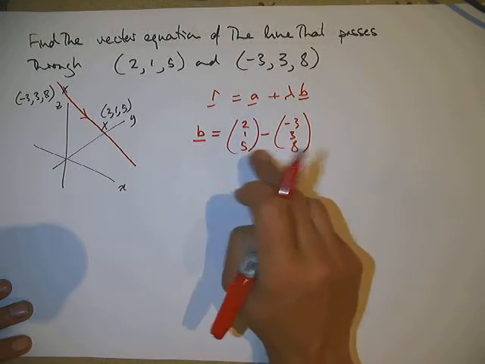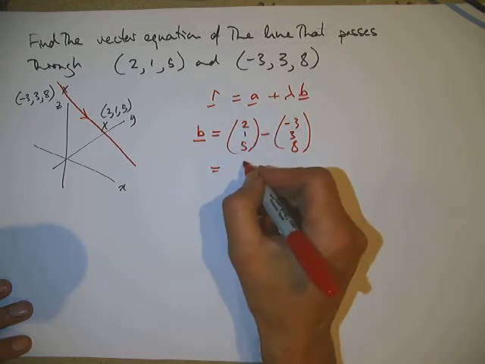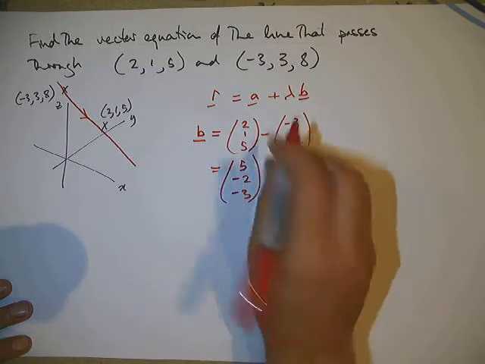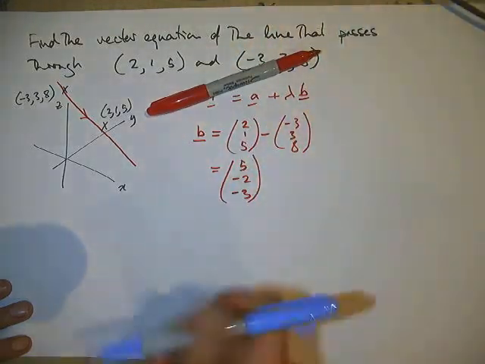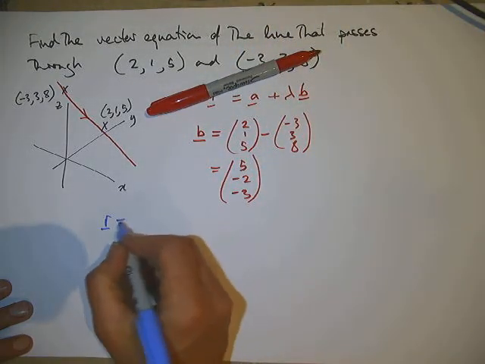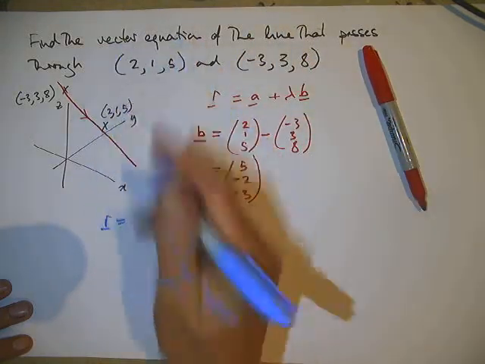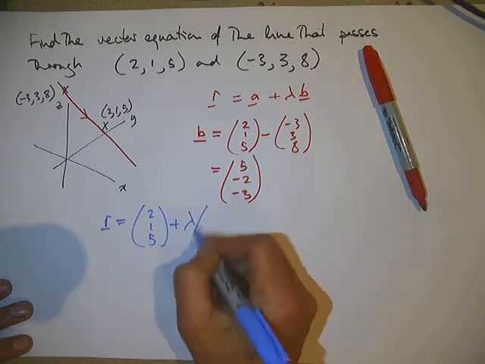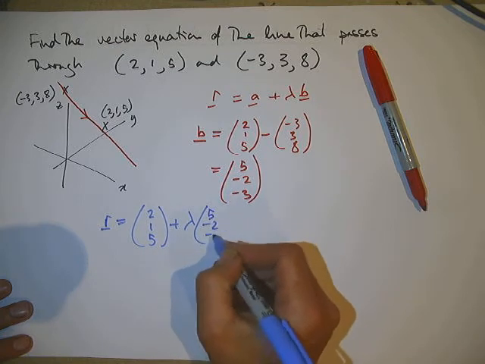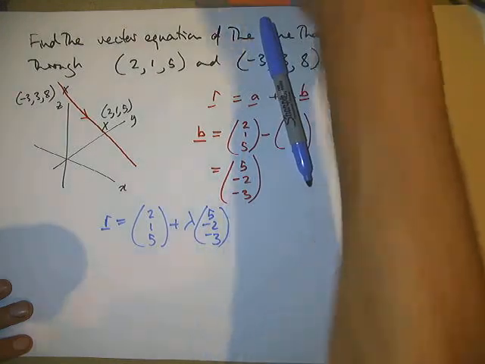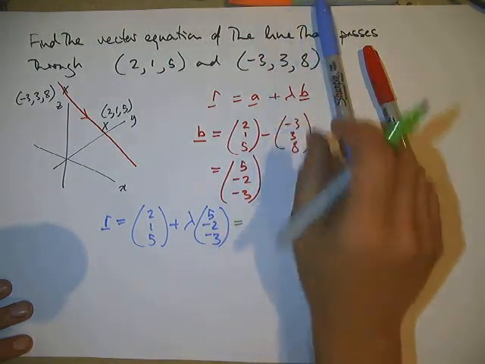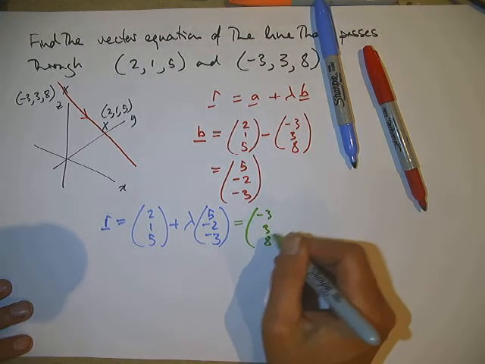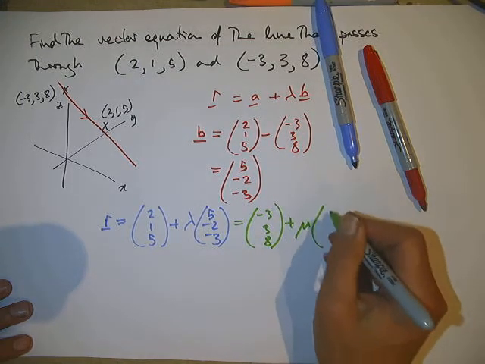So the position vector of one point, take the position vector of the other point. So 5, -2, -3. And then we've got a choice for the equation of a line: it could be that point, 2, 1, 5, and a multiple of the direction. And an equally good equation would be -3, 3, 8, and a multiple of the direction.